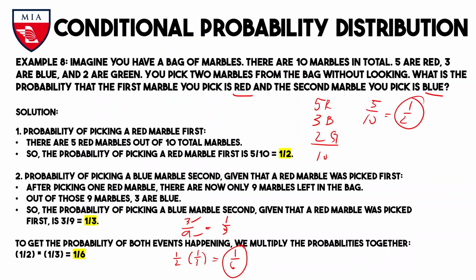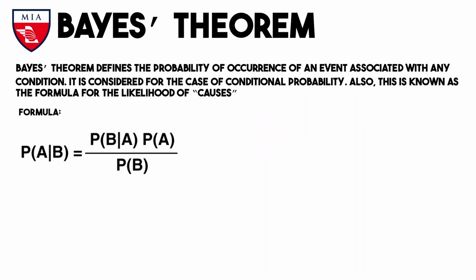Okay? So lastly, we have the Bayes theorem. Okay, so Bayes theorem is used under the condition of conditional probability. Okay, so let's start this. Bayes theorem defines the probability of occurrence of an event associated with any condition. It is considered for the case of conditional probability. Also, this is known as the formula for the likelihood of causes.